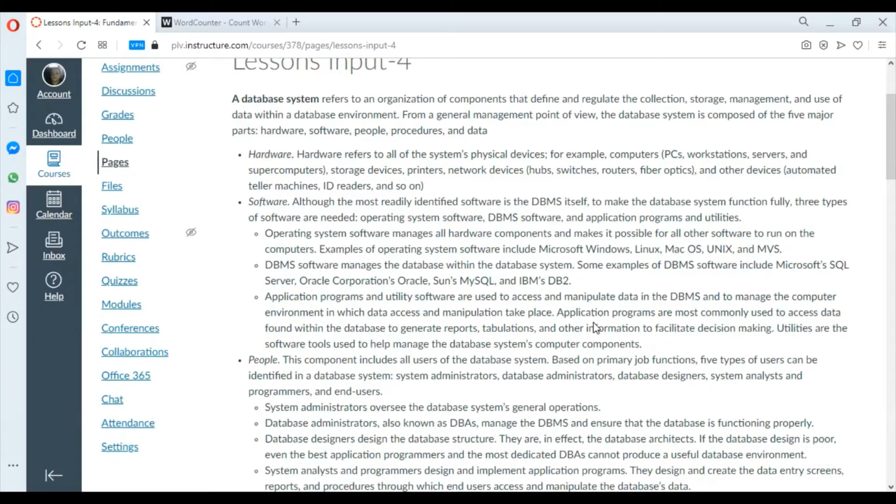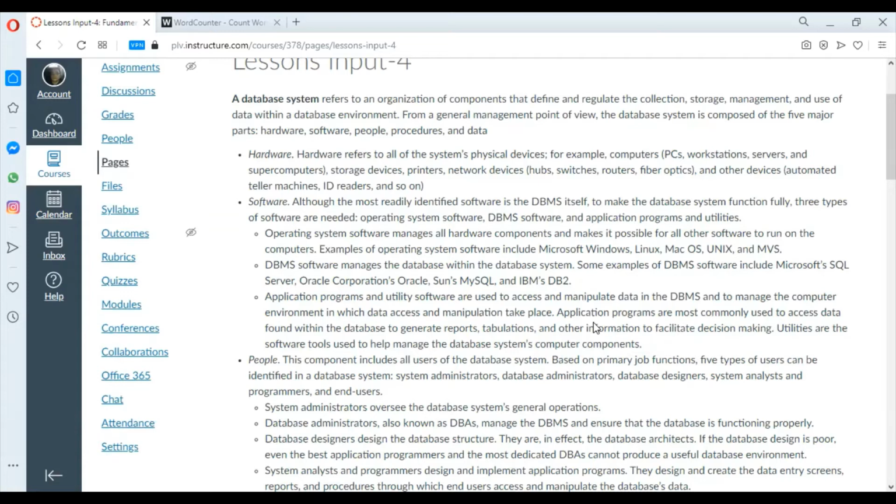Utilities, on the other hand, are the ones that manage the computer components. These may be utilities that are used to monitor the memory, the storage devices, the backup devices, as well as network resources. Those are samples of utilities.